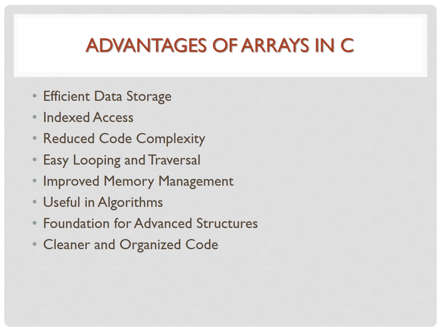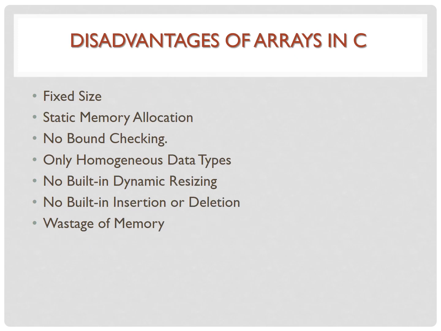Next comes disadvantages of arrays. The first one is fixed size. Once you declare it, the size of an array cannot be changed during program execution. The second one, static memory allocation. Memory is allocated at compile time, which may lead to inefficient memory usage if the size is too large or too small. No bound checking. C does not check whether an index is within array limits, which can cause unexpected behavior or segmentation fault.